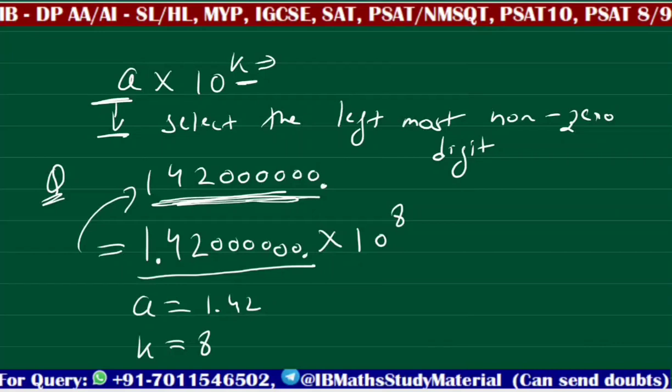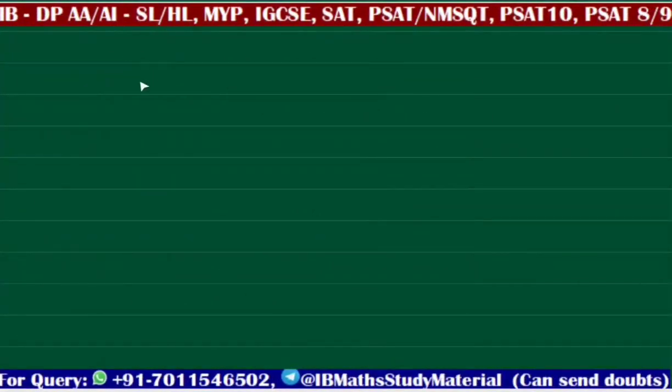I will take one more example. For example, we have 0.0000083, and we have to convert this into standard form. First I have to select a. For a, I have to select the leftmost non-zero digit, which is 8, and I have to place the decimal after that number.